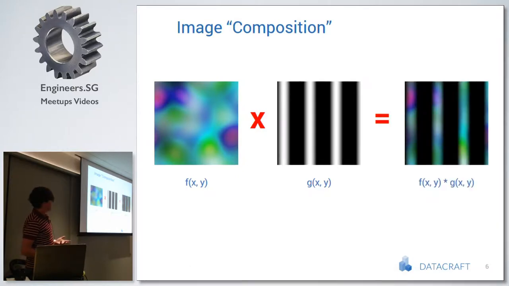then you can actually combine them together. One of the things you can do is multiply them. Think of black as being zero and white as being one. If you multiply those things together, you actually get the grating pattern applied to the underlying image. And that's going to be very important later on. The idea of each of these things is almost like a function.